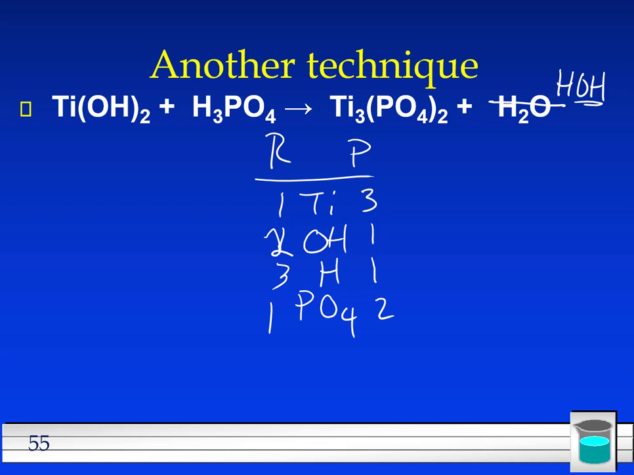So, what do you want to fix? Titanium. So to fix titanium, I'd have to put a 3 here, right? That would give me 3 titaniums and 6 hydroxides. Now what do you want to fix? Hydroxide. We can fix hydroxide. To have 6 hydroxides on the other one, I need 6 HOHs. That would give me 6 H's and 6 OHs.